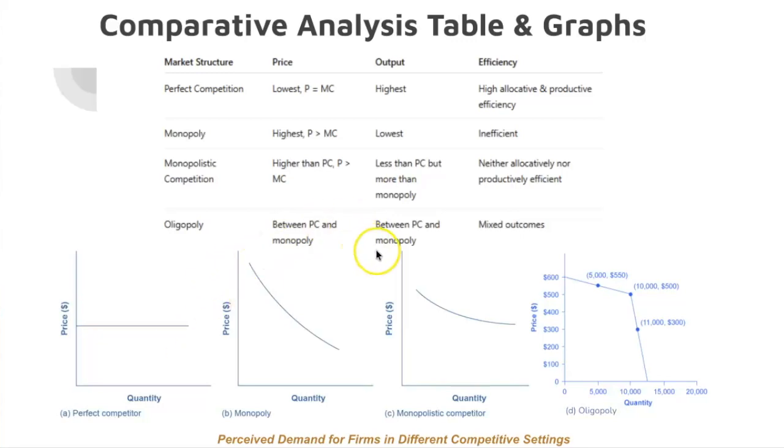Moving to monopoly. We find the highest price here because price significantly exceeds marginal cost. Monopolies restrict production to maintain the highest price, resulting in the lowest output and considerable inefficiency, creating a deadweight loss for society. Graph B here shows the downward sloping demand curve with a marginal revenue curve below it.